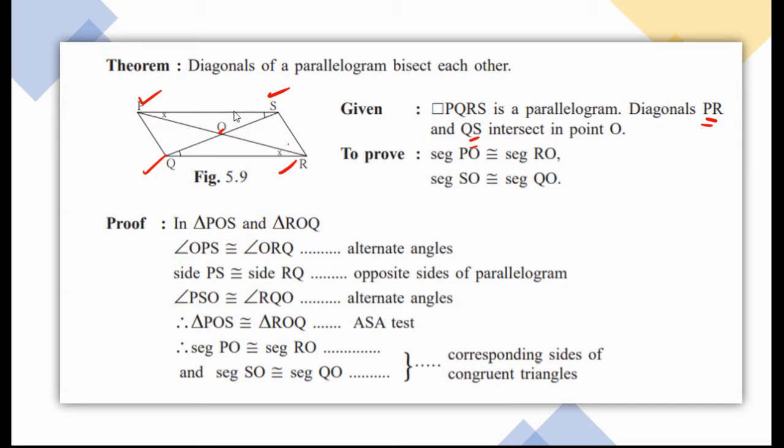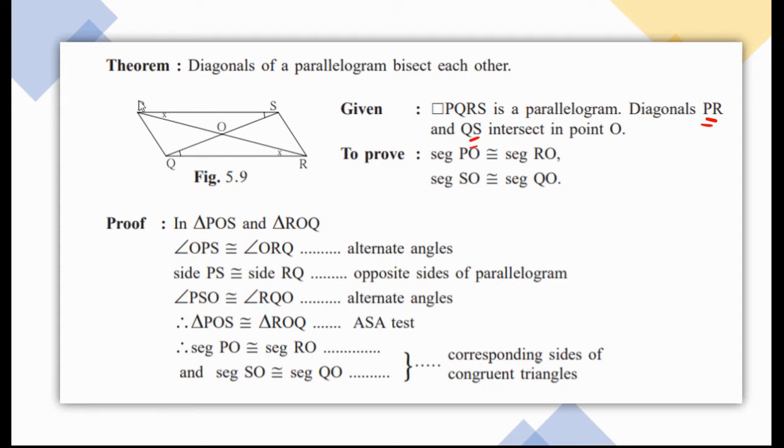So हमको प्रूव करना है PO is equal to RO. This is equal to this. And QO is also equal to SO. ये हमको प्रूव करना है. We know that it is true, but geometrically we have to prove it now. Again, I will go a little fast now. Why? We are using the principles of proving the congruence of triangles and the principles of transversal of a parallel line again. So I am going fast.